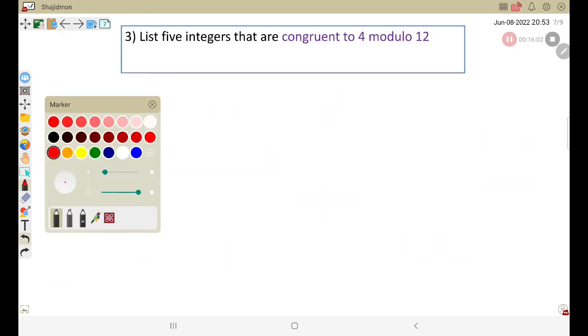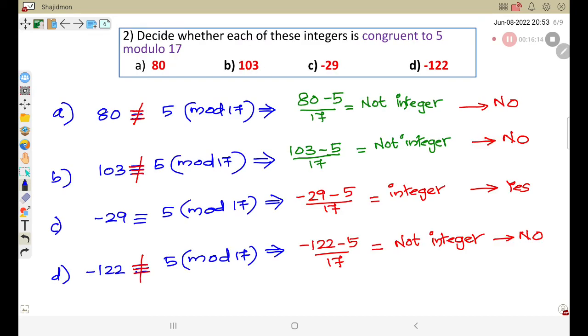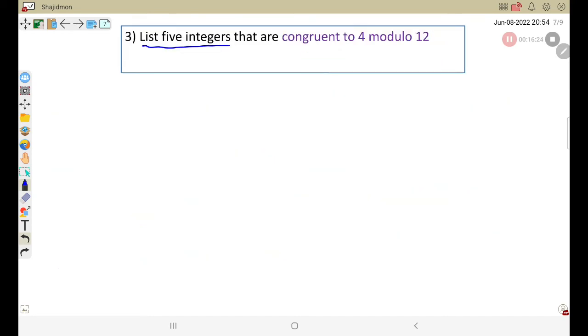Question number 3. Okay, list 5 integers. We need to find 5 integers that are congruent to 4 modulo 12. We need to write 5 numbers. Here the previous question numbers were already given, 80, 103, minus 29, minus 122, like that, correct? So out of this only we are getting congruent. So here what we need to do, we need to write 5 integers, any 5 integers that are congruent to 4 modulo 12.